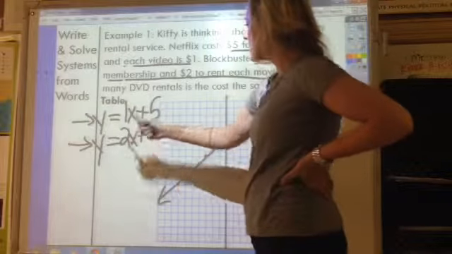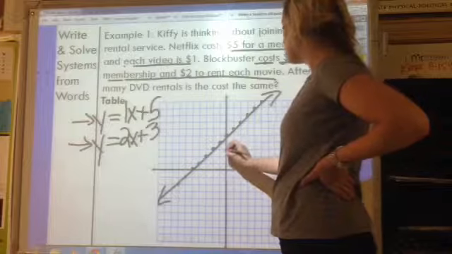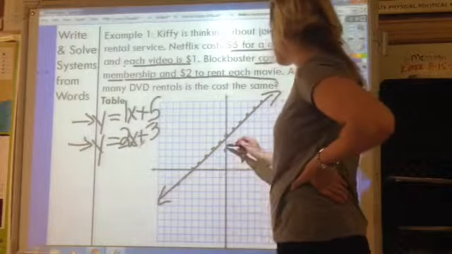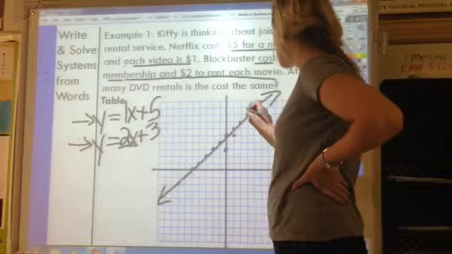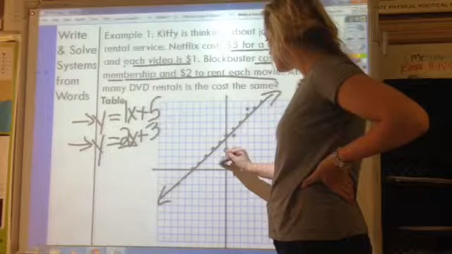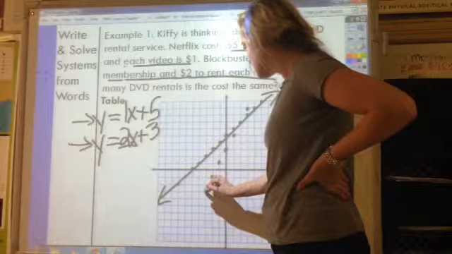All right, let's go ahead and graph our second equation to figure out where these lines are going to cross. If my y-intercept is at 3, I'm going to go ahead and put a dot there. I have a slope of 2, so that means I'm going to go up 2 and over 1. Up 2, over 1. Again, if I want to extend on this side of the graph, I go down 2 and over 1.